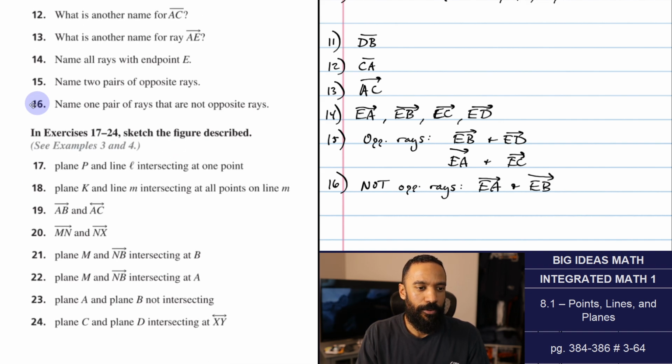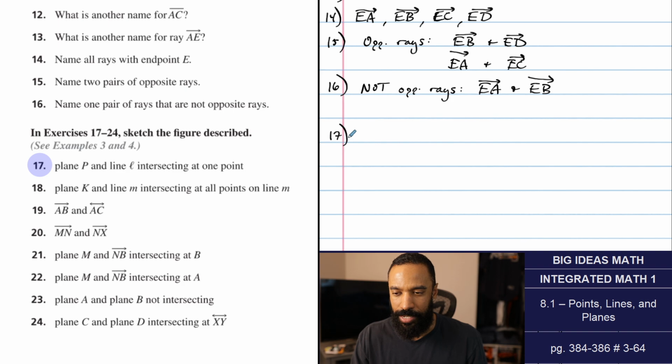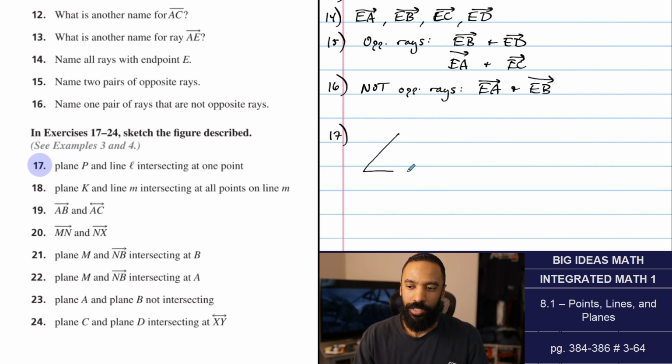Number 17 and 24. Okay, here's where we have to do some sketches. Sketch the figure described. My drawings are probably not going to come out very good when it comes to depth perception, but really try to make everything as 3D as it sounds. I do have some tools I can use, like the line tool. Sketch the figure. We have plane P and line L intersecting at one point. So here's an example of plane P. I have to label it, so I'm going to put it in the corner there.